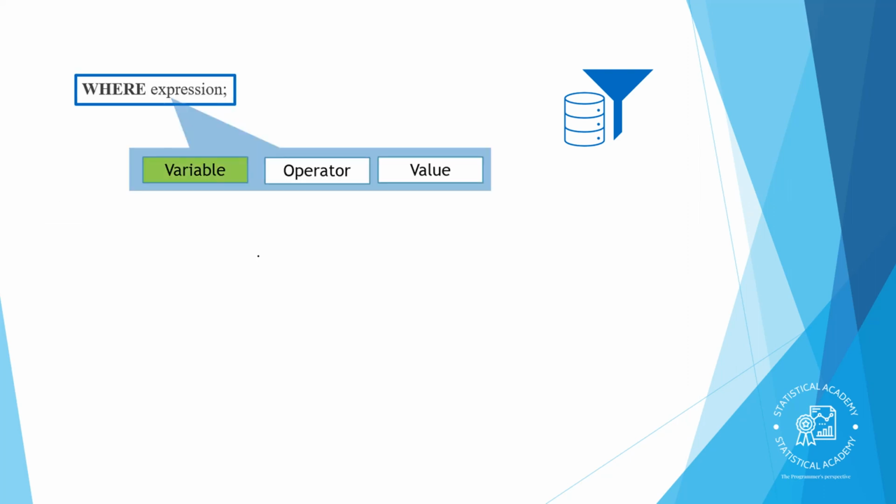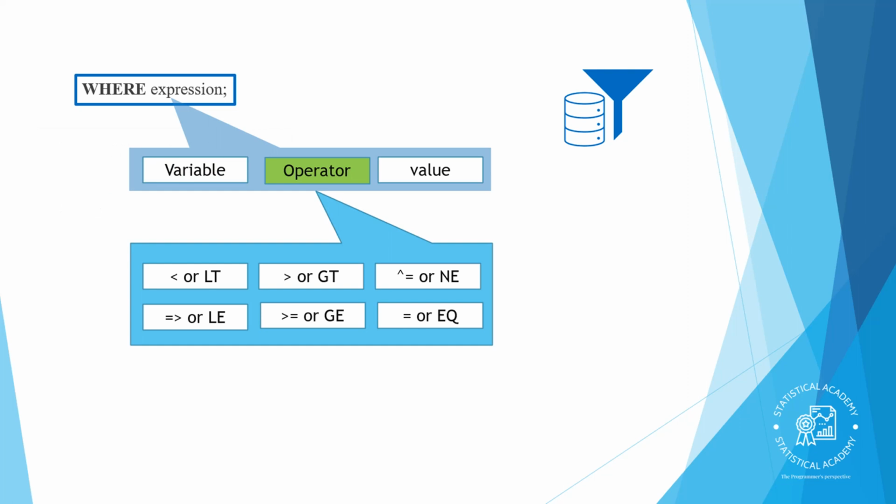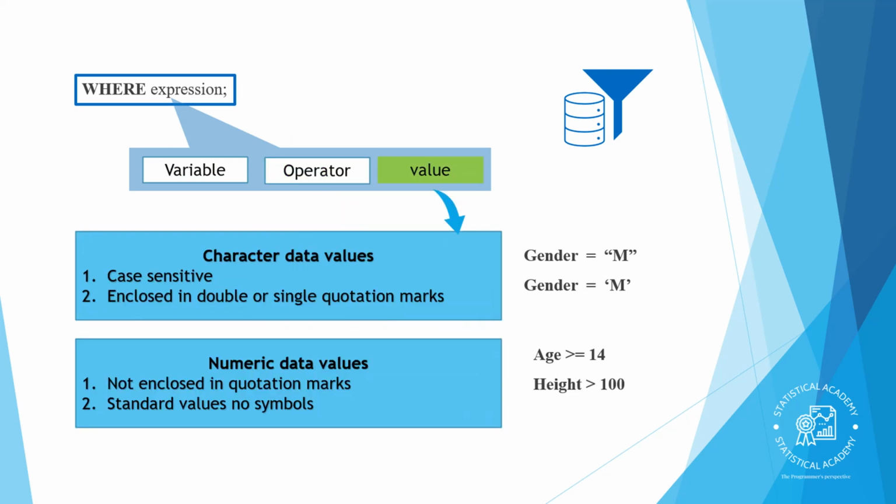An expression tests the value of a variable against a condition that we specify. First, let's look at the expressions that use basic operators. We can use any of these operators to compare the value of a variable to a value that we specify. The expression evaluates as true or false for each observation. We can use either the symbol or letters to represent these operators in an expression. When we specify a value, keep in mind that character values are case sensitive and must be enclosed in double or single quotes. Numeric values are not enclosed in quotation marks and must be standard numeric values. In other words, we cannot include special symbols such as commas or dollar signs.